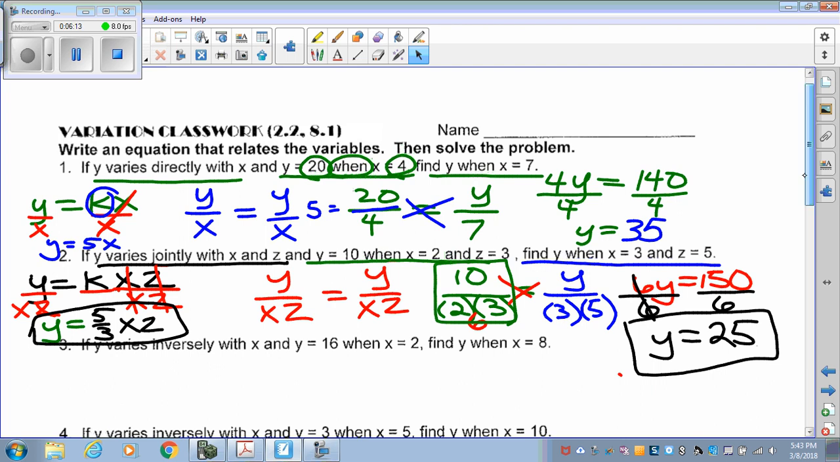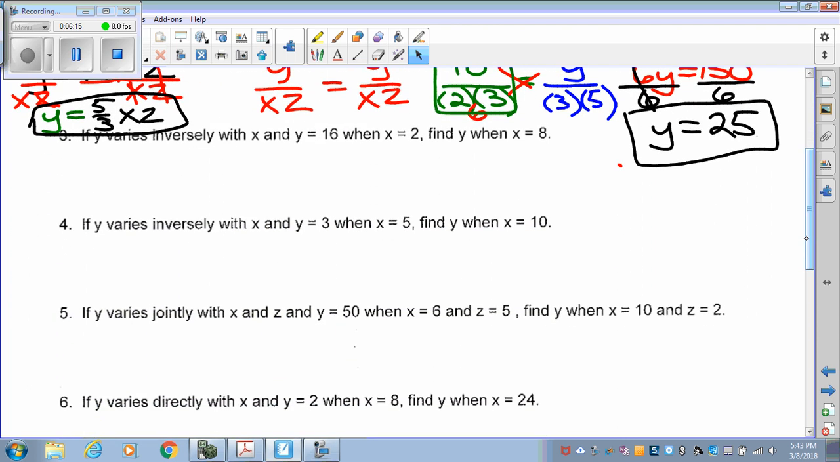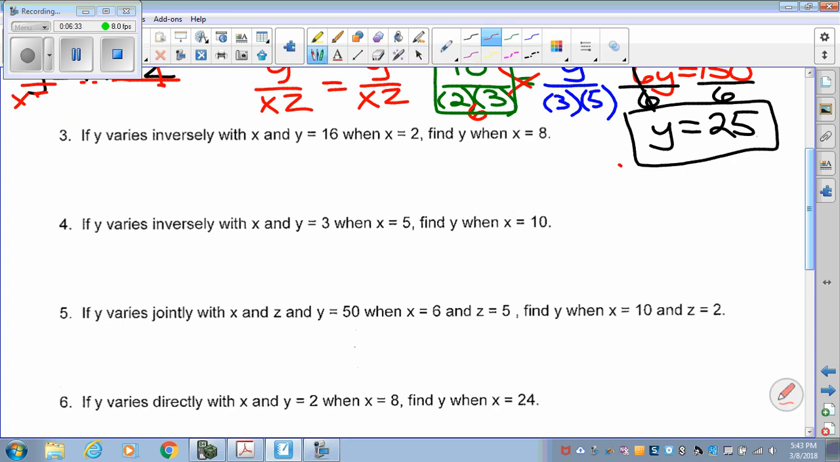So these, it just takes a lot of practice. All right, so we've done 2. So now, actually, let's do one more, so we'll have done one of every type, and then you can try the next ones on your own and come by and check. So if y varies inversely, all right, so y is varying inversely. So y varies inversely with x.